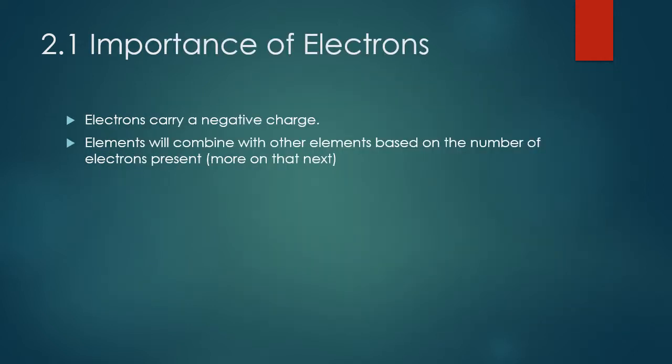Now it turns out that electrons have an important role in determining what kinds of elements will want to combine together. So again, electrons carry a negative charge, and elements will combine with other elements based on the number of electrons that are present. So we'll go over that in the next slide, why this is.